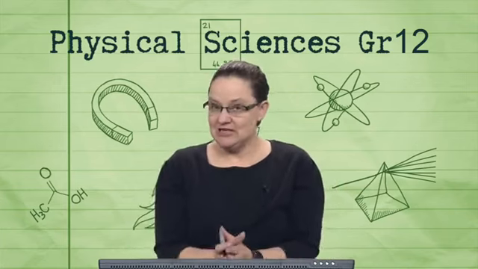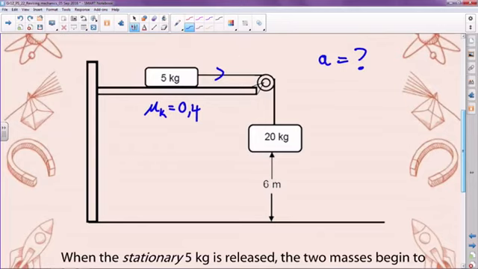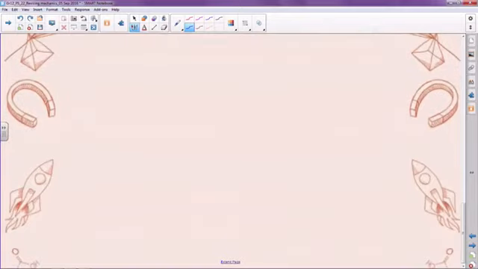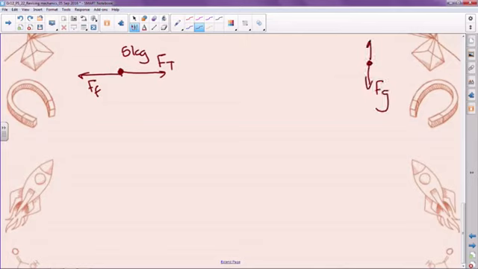So, this is a Newton's second law question. We've got to remember that we're going to have tension on the 5 kilogram going up, tension on the 20 kilogram coming down. The 20 kilogram has Fg coming down, and the 5 kilogram is experiencing friction. So, with this sort of question, the first thing we do is draw little free body diagrams. So this is the 5 kilogram, and we've got tension going in that direction, and we've got friction going in that direction, and we're happy. Then we have the 20 kilogram, which has Fg, and Ft goes up, and that's the 20 kilograms.